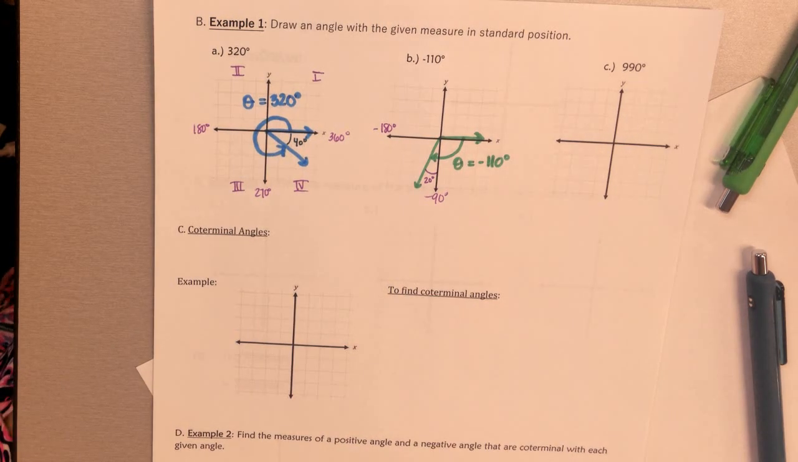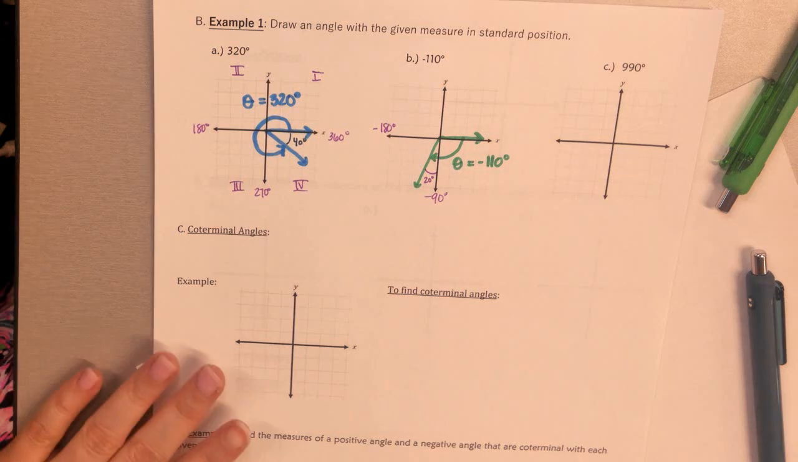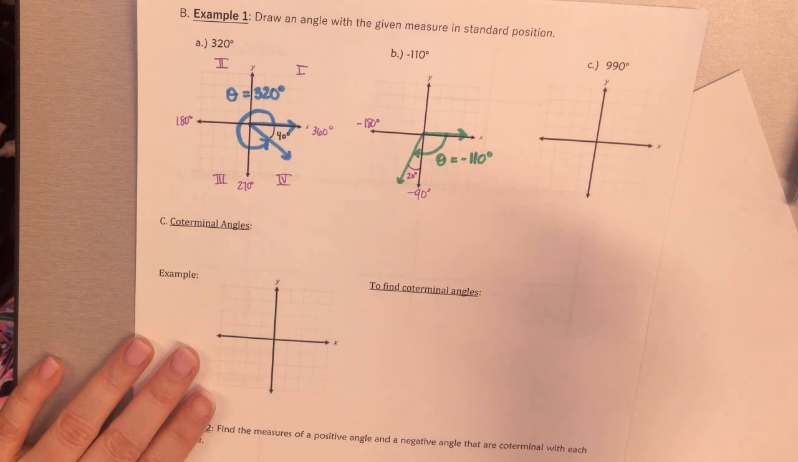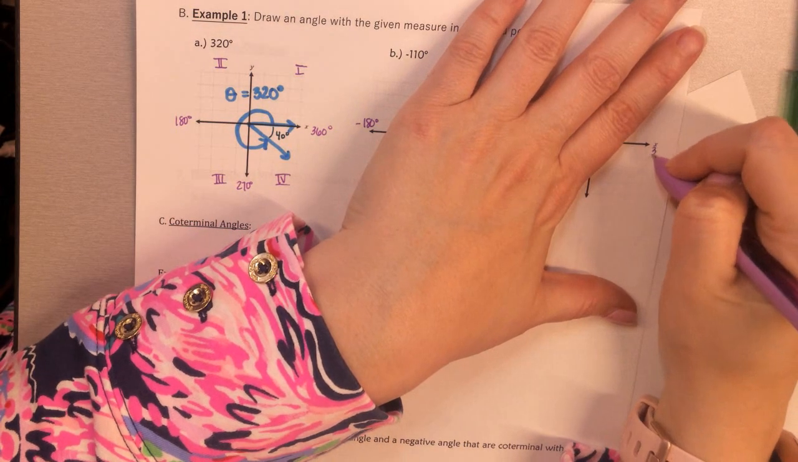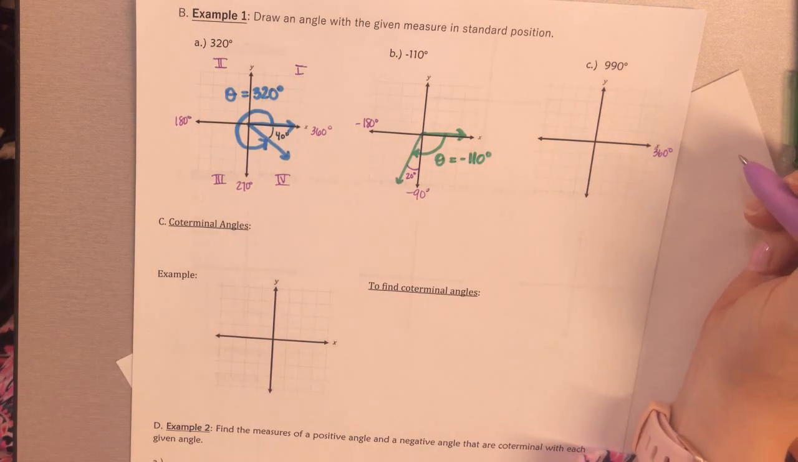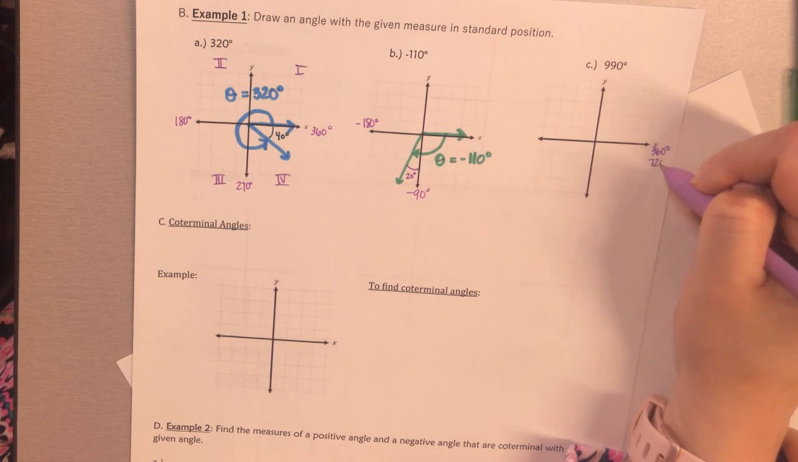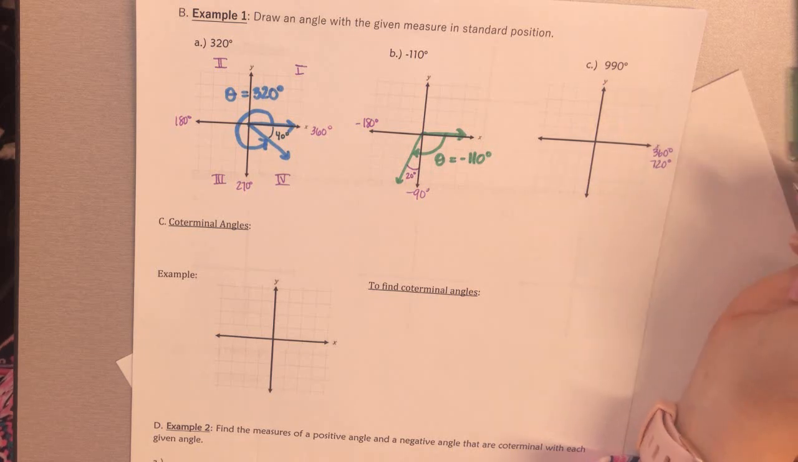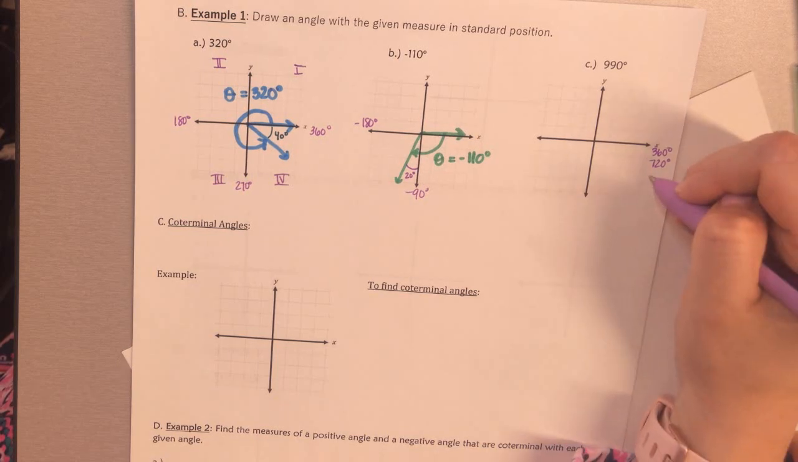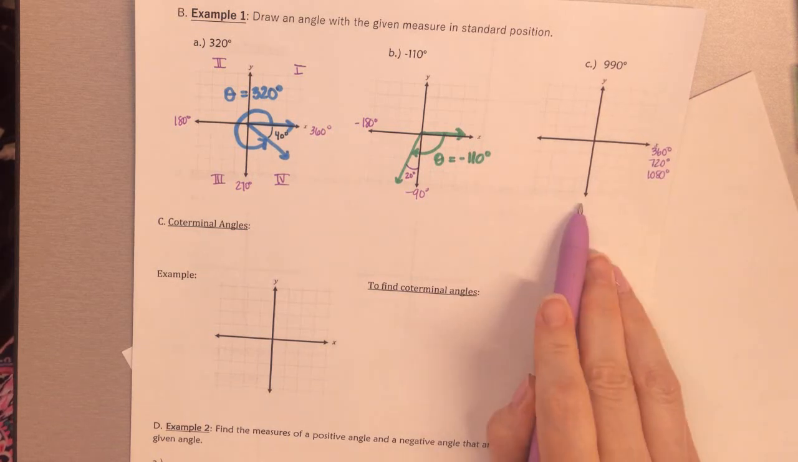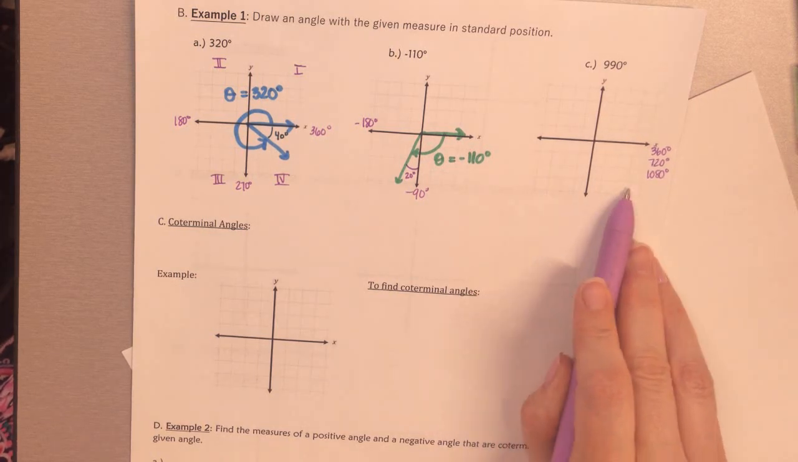Alright, now C is 990, which is a very big angle. This one's going to be a spiral because it's more than 360, but we have to find out where it ends up exactly. So we know one full rotation is 360. What if I did another full rotation? What would that be? 720. You guys want to get your calculators out, you can. Okay, and then if I did another full rotation, what would that be? 1080, yeah? Okay, so we know it's less than that. How can I find out what this is before you get to the 1080?